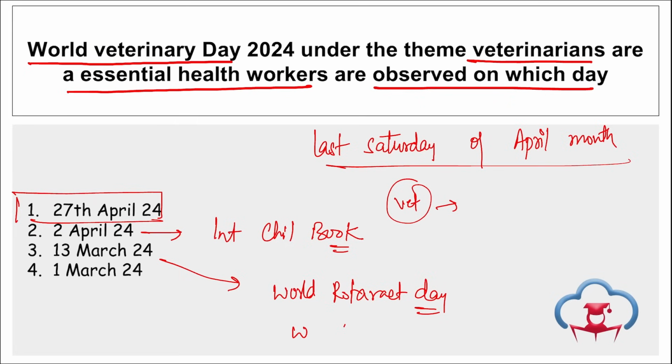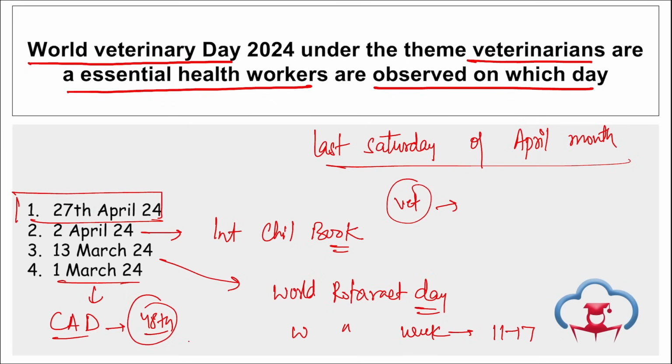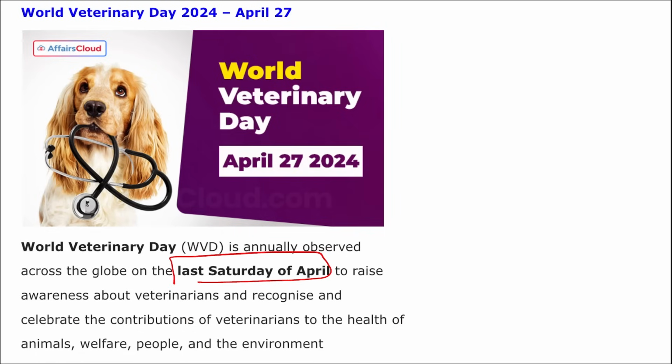And here only, World Rotaract Week, if we talk about, it is observed from 11th to 17th of March. Then on 1st of March, we observe Civil Accounts Day, and this was the 48th Civil Accounts Day that was observed, and it marks the foundation of ICAS. Right? Take a note of these. So friends, these were your important current affairs.